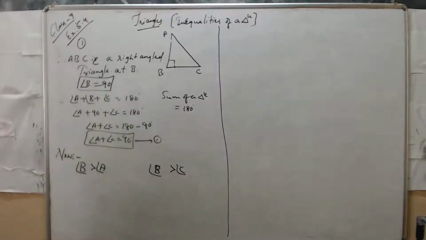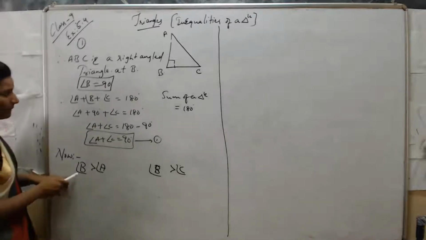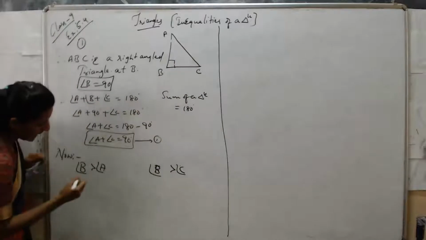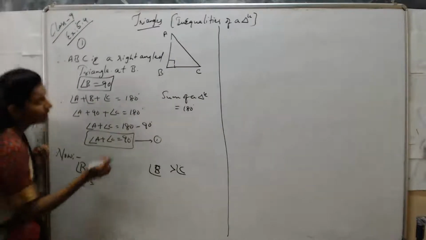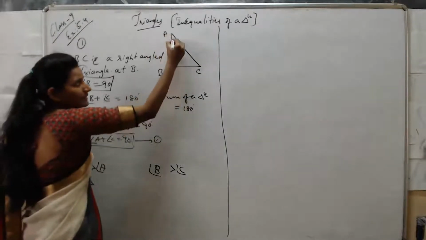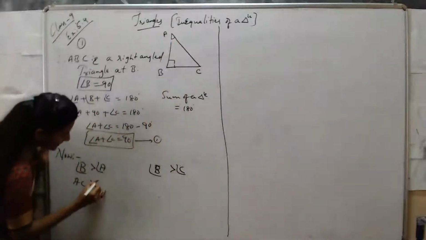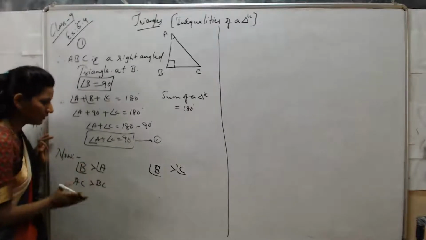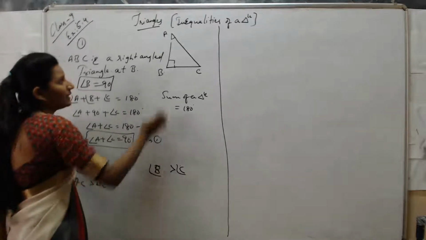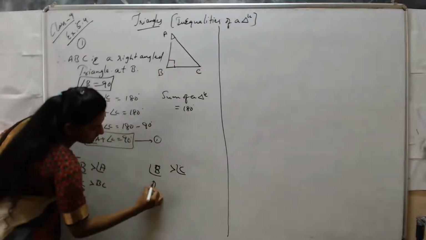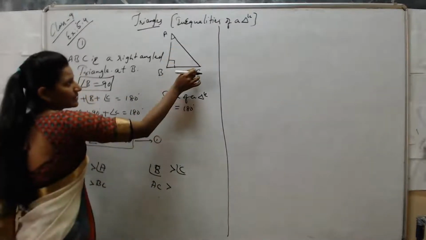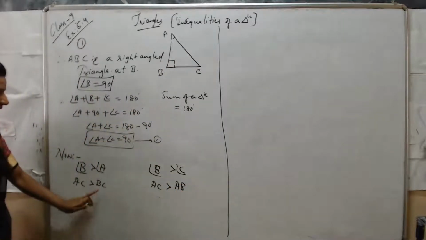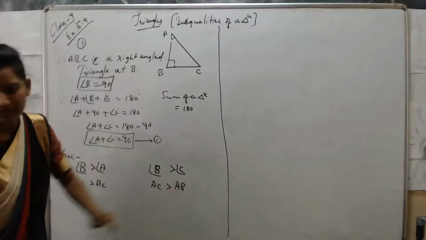Okay. Now, angle B's opposite side is AC. Angle A's opposite side is BC. Like this you have to write. Angle B's opposite side is AC, and angle C's opposite side is AB. So AC is greater than BC, and AC is greater than AB.